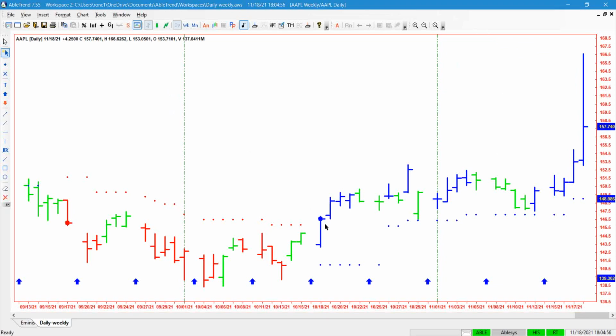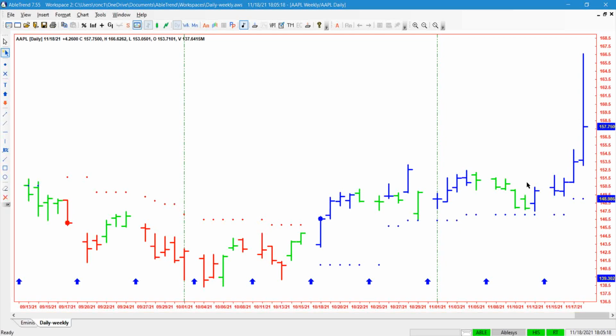As you can see over here, the software got AbleTrend members in a little over a month ago, right here at 146.5. After hours it got to 166, but it closed at 157 today. That's a heck of a nice move, real quick.